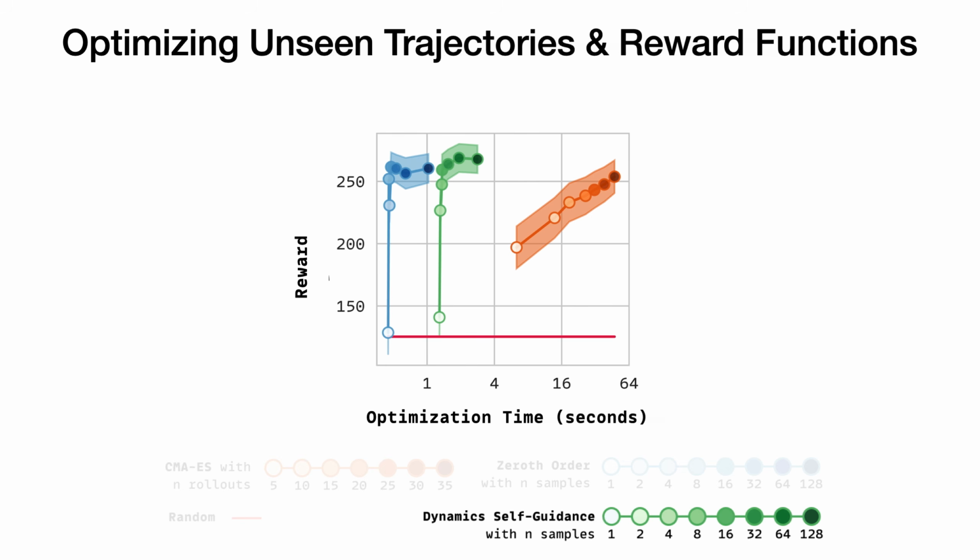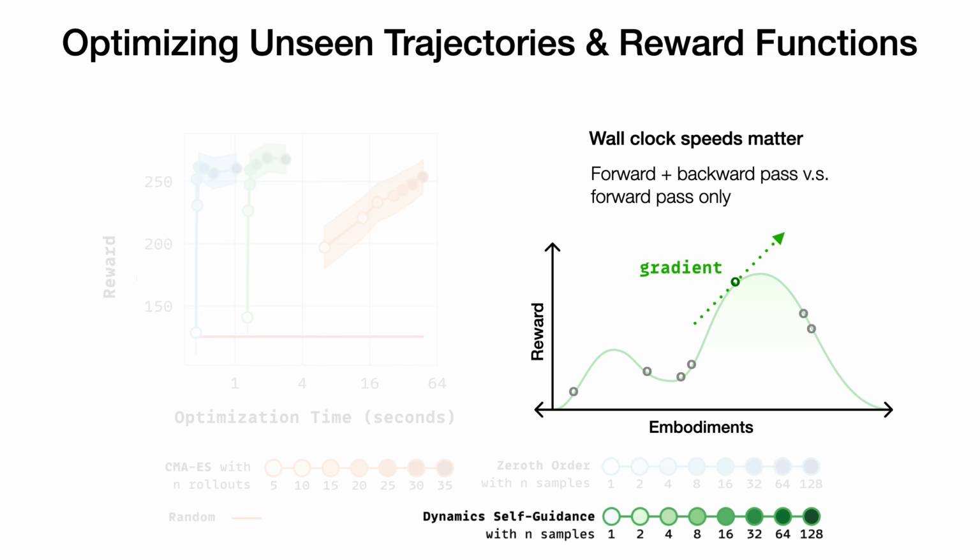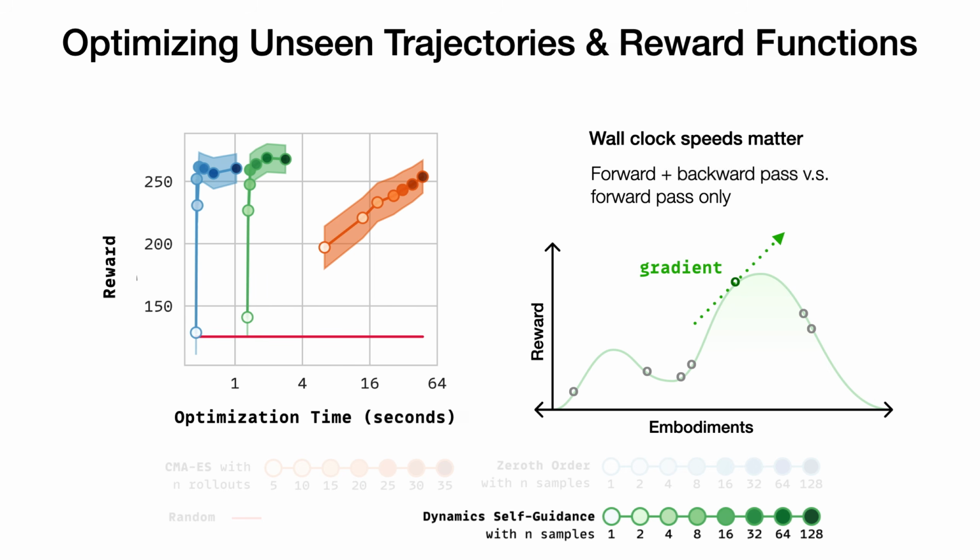Up next, using dynamics self-guidance in green, we found that this gradient information was useful to squeeze out some extra performance. However, using dynamics guidance means the model now must perform both the forward pass and the backward pass. Although this doubles the optimization wall clock time, it's still 4 to 16 times faster than CMAES.